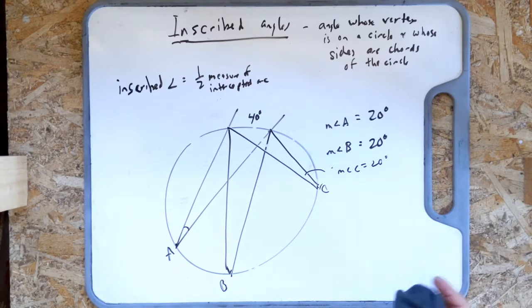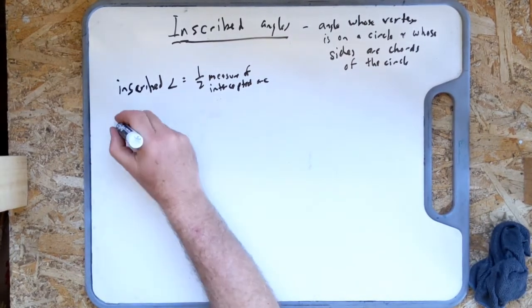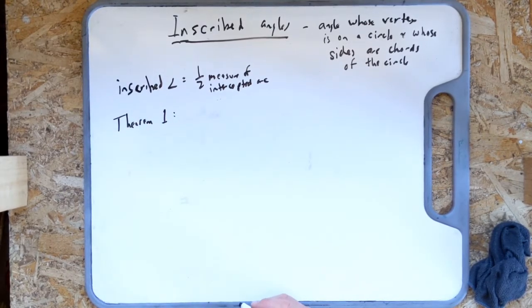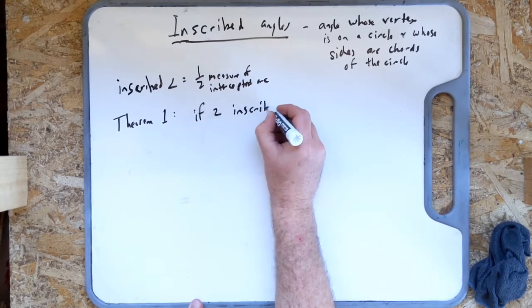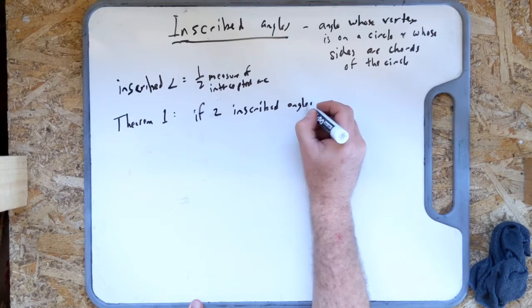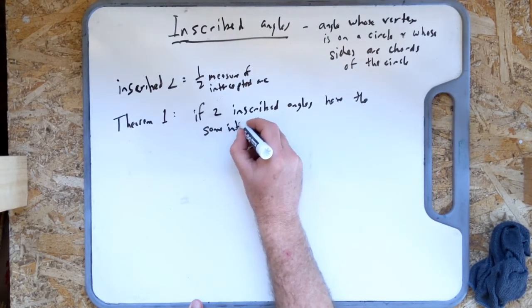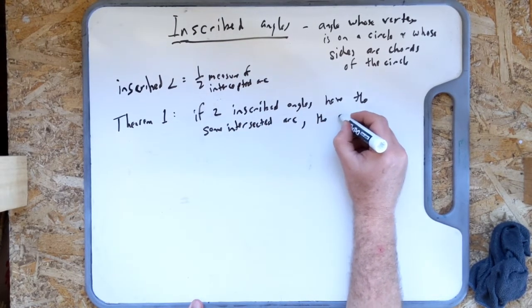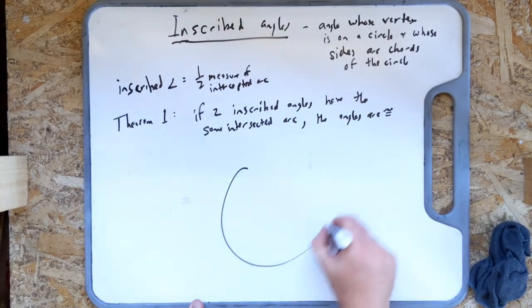Now I'm going to do a series of theorems on inscribed angles. This is actually the first one. Theorem 1, I think I have 3 total, says that if two inscribed angles have the same intercepted arc, the angles are congruent. So in other words, it's just the picture I had before, really.